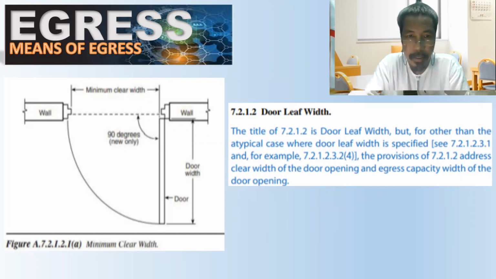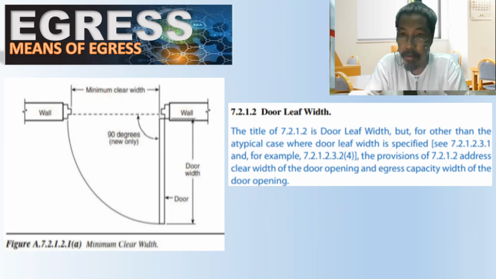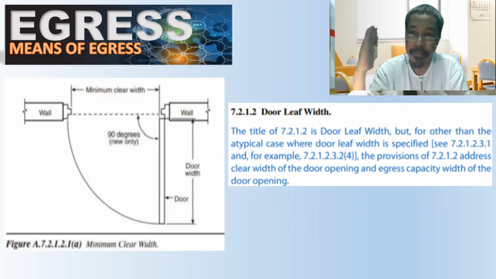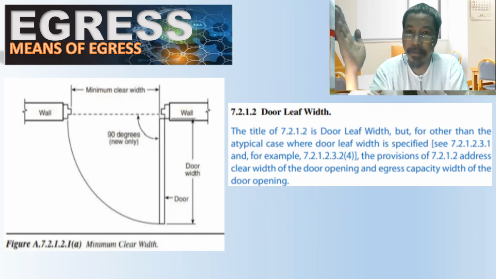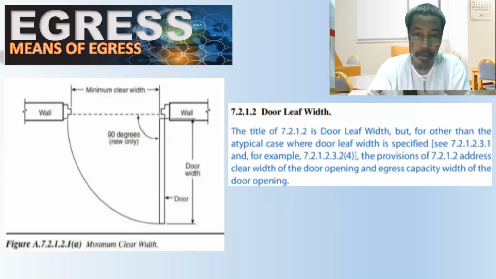In our code, particularly 7.2.1.2, door leaf width. Leaf meaning it looks like a leaf, diba? So just like a plant, just like a tree, there are leaves. So leaf meaning a single unit of leaves is leaf, singular. Okay, so leaf width.